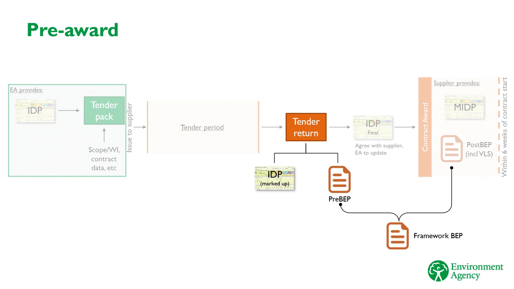We've now covered the key points about evaluating a BIM-compliant tender return. We've seen a marked-up IDP and discussed its role in the tender response, and we've looked at how to evaluate a pre-BEP. Before you can award the contract to the supplier, there's one more step you need to complete. This is to agree the final IDP with the supplier, based on their feedback in the marked-up IDP.